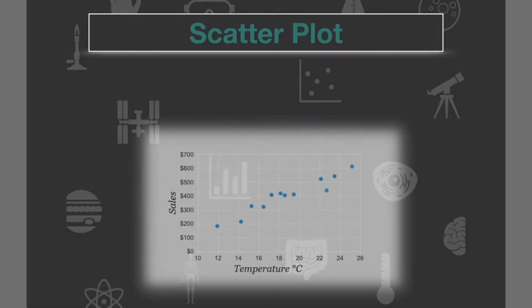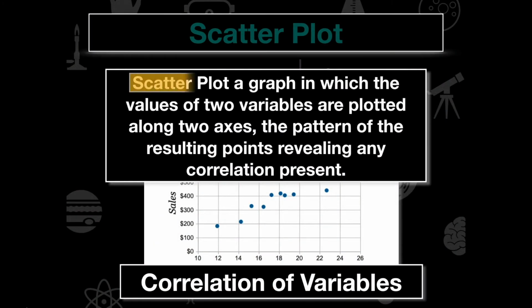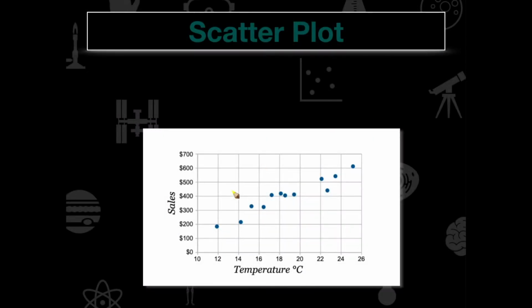The next graph that we're going to see is what we call a scatter plot. A scatter plot can sometimes be confused with a line graph. A scatter plot is going to give you a correlation of variables. So it's a graph in which the values of 2 variables are plotted along 2 axes, and then the pattern of the resulting points is going to allow us to correlate whatever that data point is trying to tell us. So if we're looking at this specific scatter plot, well, this is going to give us the ice cream sales that we see, comparing it to the temperature. So right now what we see are ice cream sales.